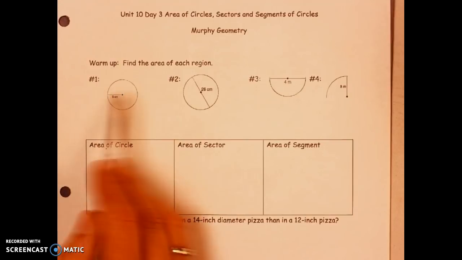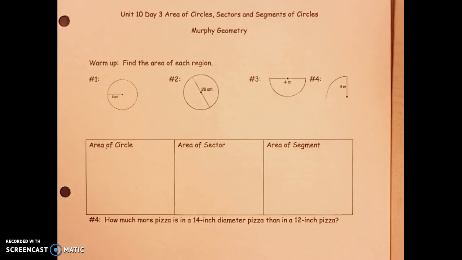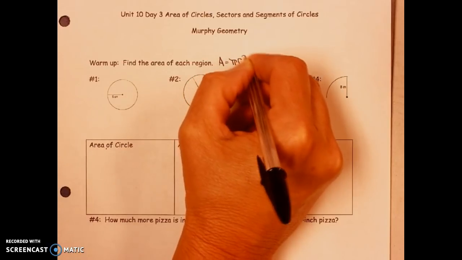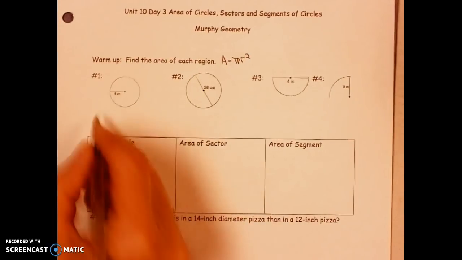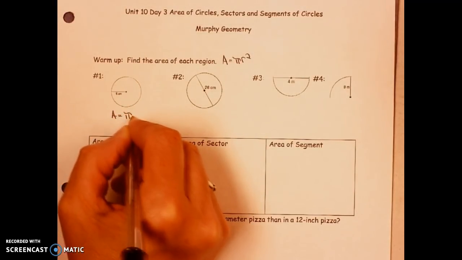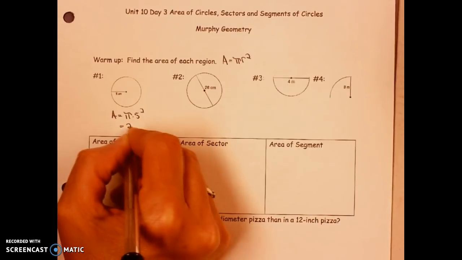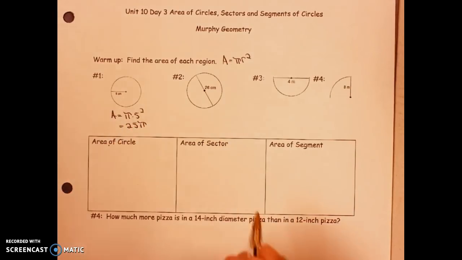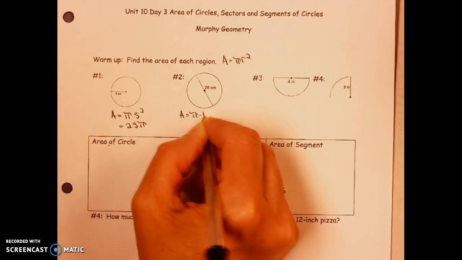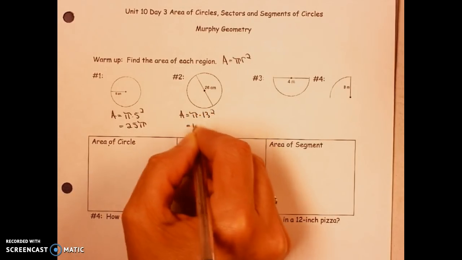So the first thing they want us to do is find the area of each shaded region. We know our formula for area is pi r squared, and we're going to leave everything in terms of pi. So I believe that's a 5. So the area of that first circle is 25 pi. The second one, we have to go and find the radius, which is half of our diameter.